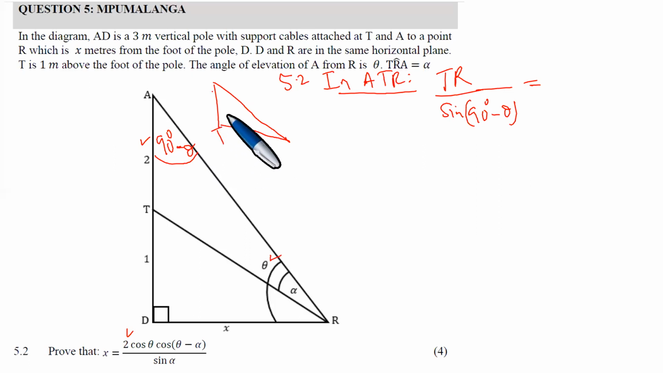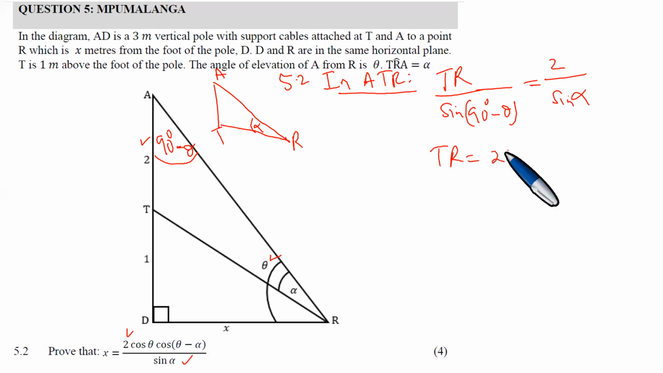Next, obviously, we're working just in this triangle over here, where this is T, this is A, and this is the angle R there. Now we have the TR of this, which is the same as 2 over the sine of the angle opposite, which is alpha. The sine alpha is already there. So we are in business now, and we just need to cross multiply this. And now this means we get TR equals 2, and then we have the sine of 90 degrees minus theta divided by the sine of alpha.